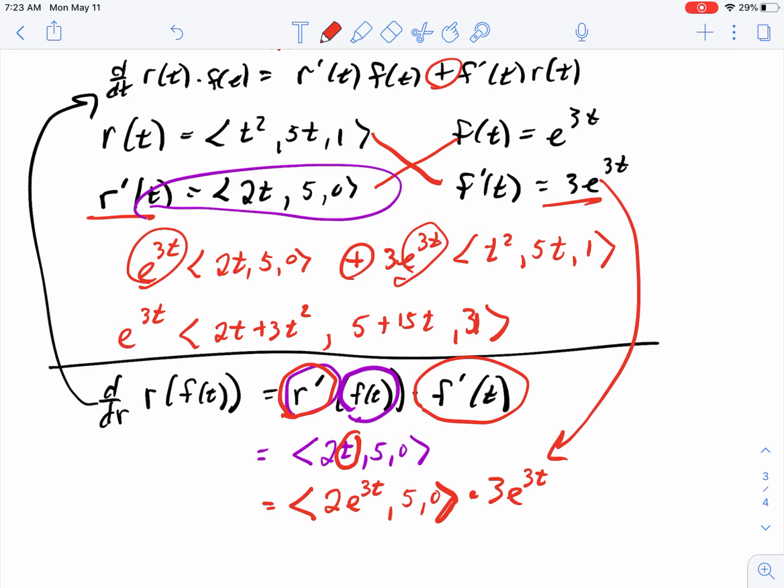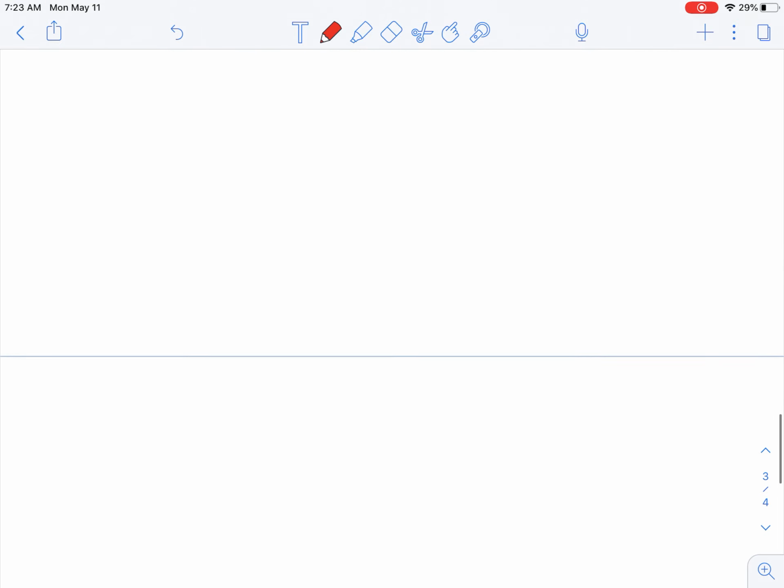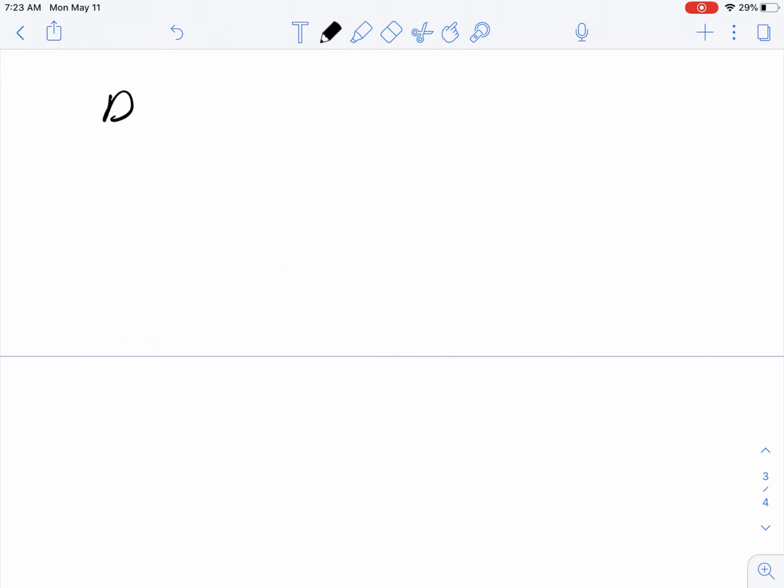All right, so now let's go to dot and cross and derivatives of those. Okay, so again, don't panic. It's pretty simple. So, derivatives of dot and cross products.